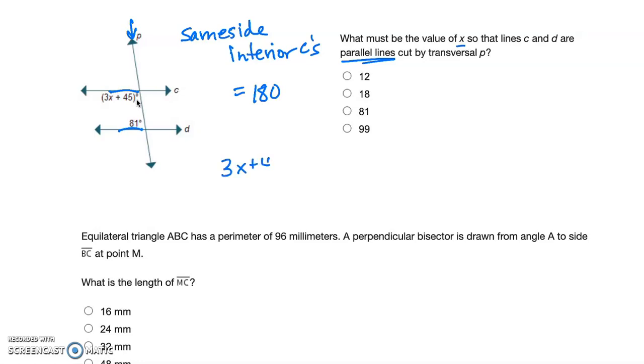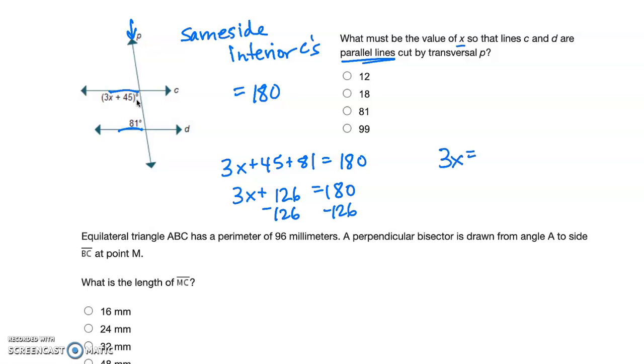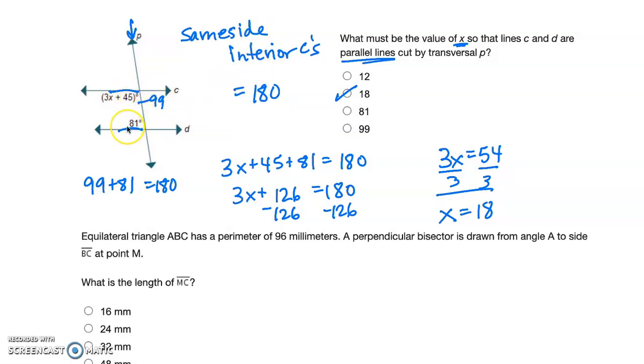We're going to say 3x plus 45 plus 81 is equal to 180 degrees. That's 3x plus 126 equals 180 degrees. Subtract 126 from both sides. So we get 3x equals 54. And divide by 3. So x is going to equal 18, because that's what it's asking. What is the value of x? X will need to be 18, because if we substitute that in, 3 times 18 plus 45 is equal to 99. So this would be a 99 degree angle, and 99 plus 81 is equal to 180, which is why, if the same side interior angles add up to 180, then the lines are parallel.